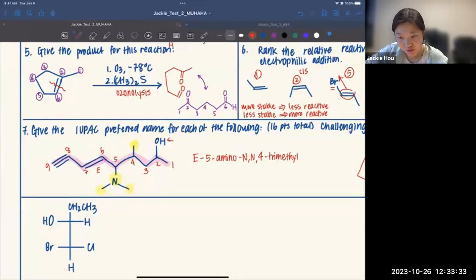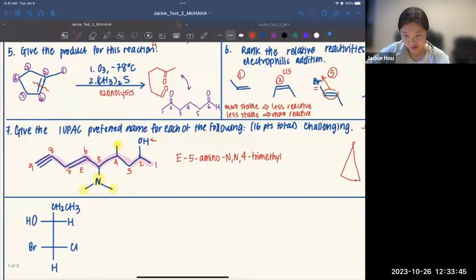Yeah, when you have multiple stereochemistries, you put them in parentheses, and it always goes in the order of the number that it's associated with. Does that help, Derek?